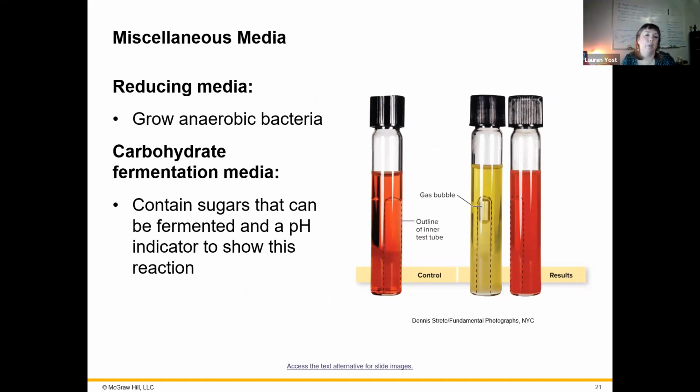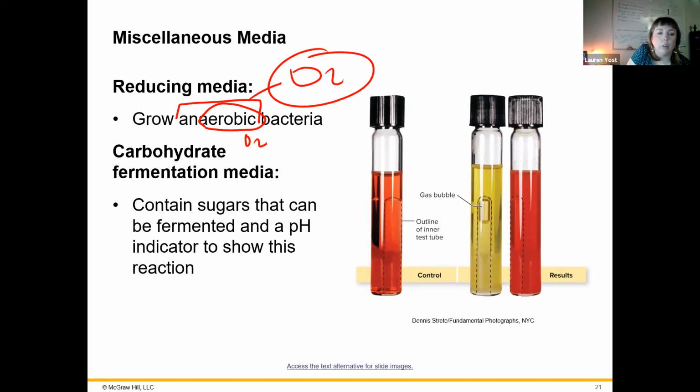Okay, then we have reducing media. This is for anaerobic bacteria and aerobic. Aerobic is just like, if you're going to aerobics, you're probably going to be working out and breathing a whole lot, right? Think of that. So this is going to be anything that's aerobic. That's O2. They need O2. Anaerobic.